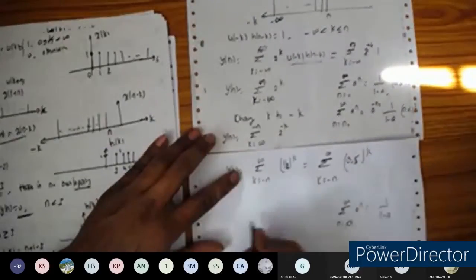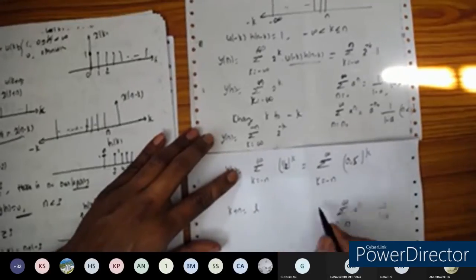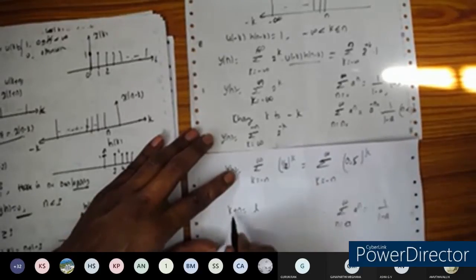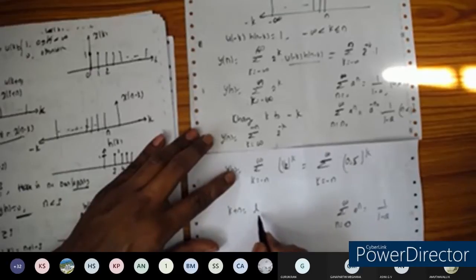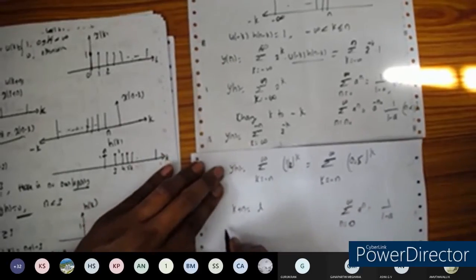What we can do is substitute k plus n equal to L. I am sending minus n to this side, so it becomes k plus n, and this k plus n is equal to L. We are going to substitute L here, and let us find out the limits of the summation.